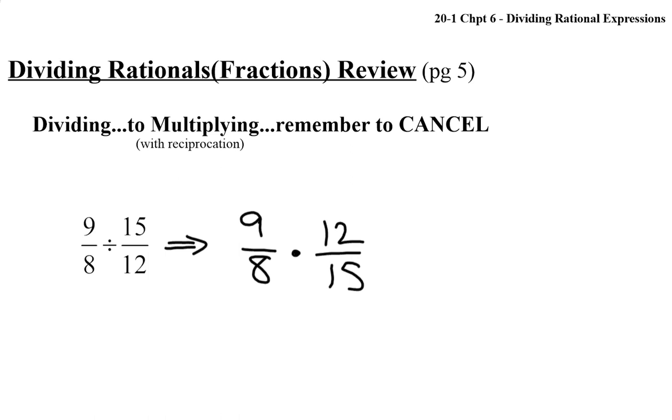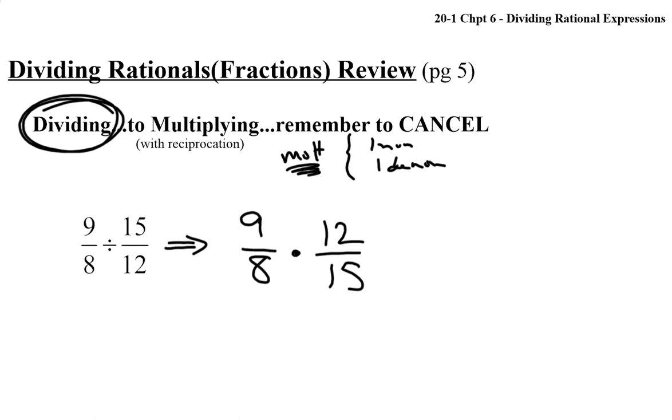9 times 12, 8 times 15. Yeah, you could do it. You could even do it without a calculator, but reduce, cancel first. Like we talked about, one numerator, one denominator at a time, as long as it is multiplication. Never cancel when dividing. We're going to cancel now that we're multiplying. 9 over 8, 12 over 15, all kinds of different possibilities to start. I'm going to start with the 8 and the 12. Common factor of 4. 8 divided by 4 is a 2. 12 divided by 4 is a 3.